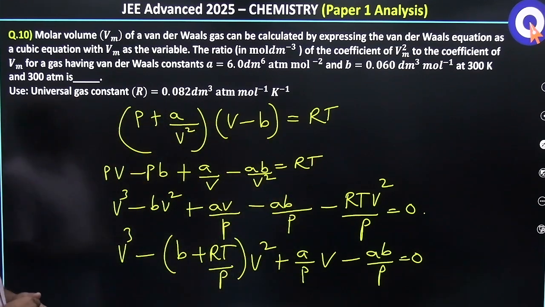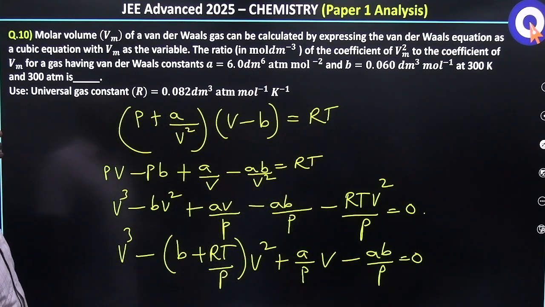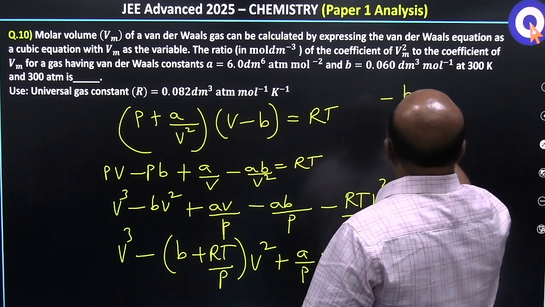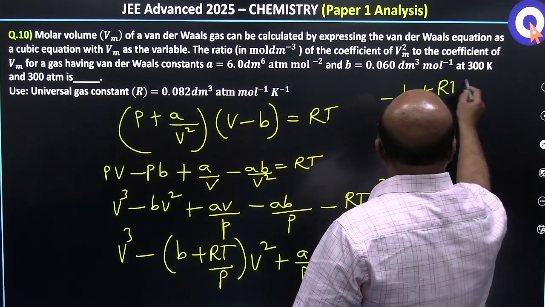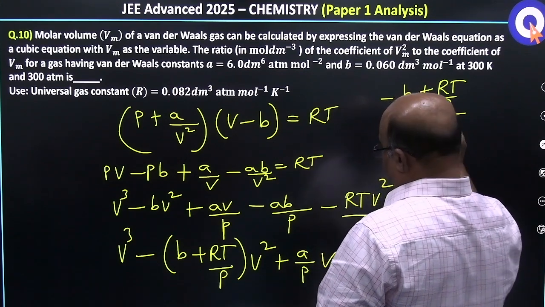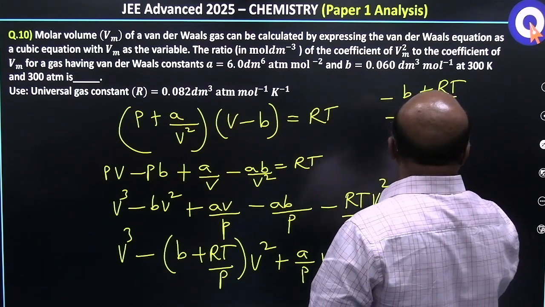So consider the coefficient of V cube, V square, and the coefficient of V, that is minus B plus RT by P, this is the V square coefficient, this is A by P.